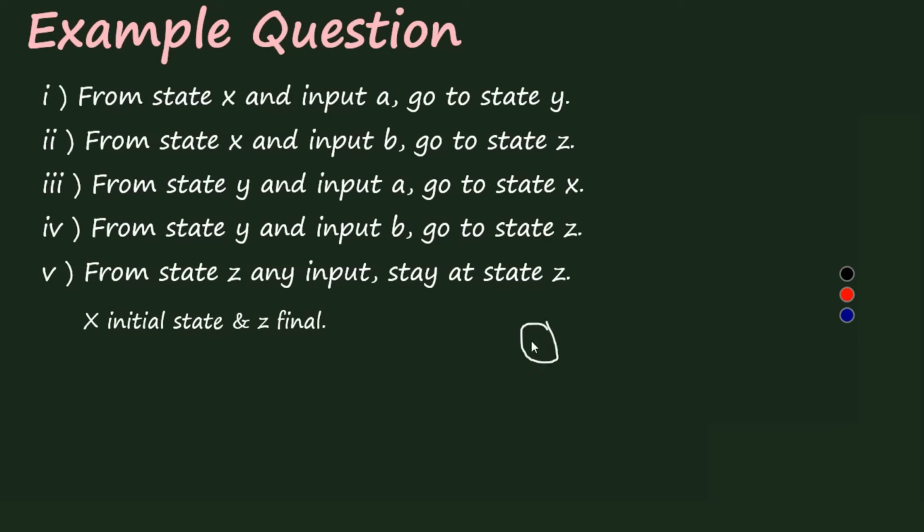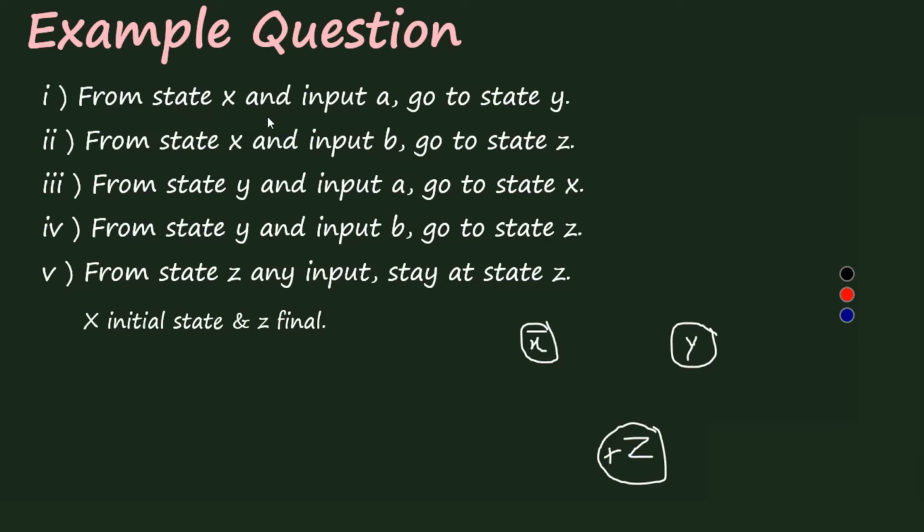State X, and here X is the initial state and Z is the final state, so the negative sign shows the initial state. Here another state is named Y, and the last state is Z, and we know that Z is our final state, so the positive sign shows the final state. Now start the transitions of states.